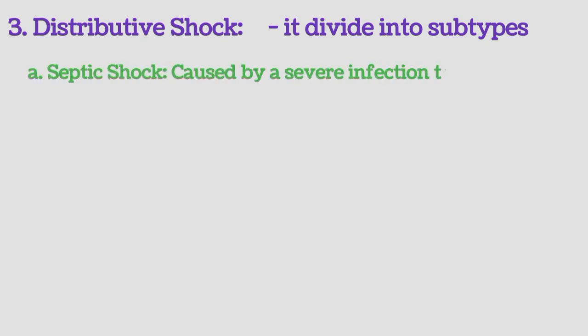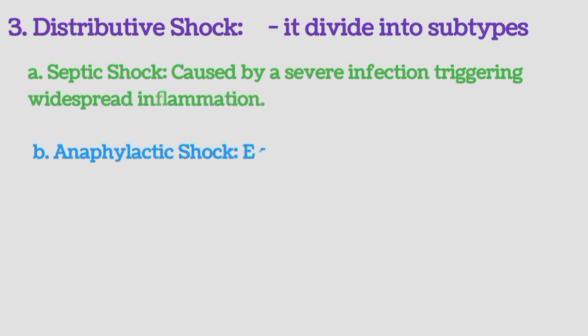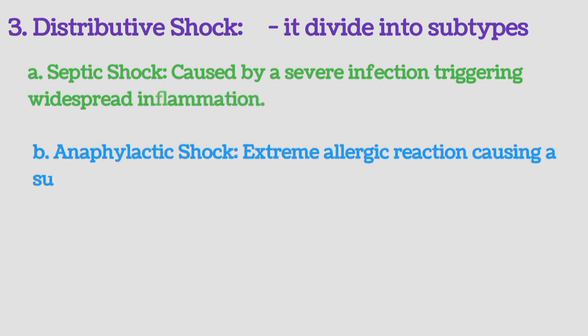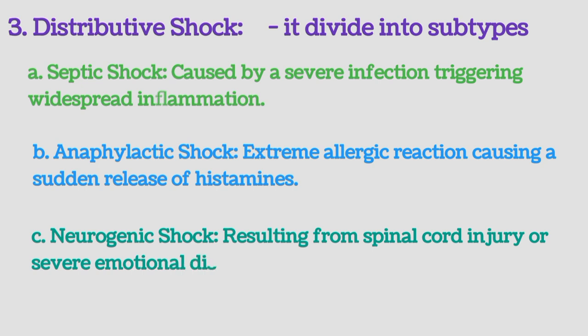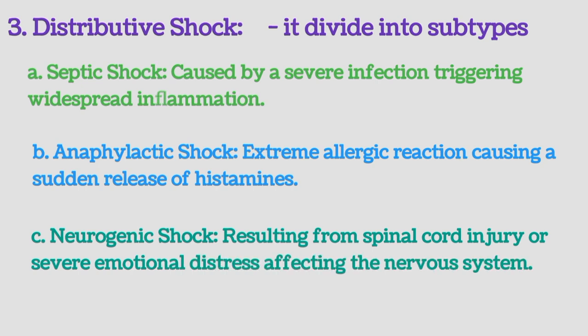3. Distributive shock. It divides into subtypes. A. Septic shock, caused by a severe infection triggering widespread inflammation. B. Anaphylactic shock, an extreme allergic reaction causing a sudden release of histamines. C. Neurogenic shock, resulting from spinal cord injury or severe emotional distress affecting the nervous system.